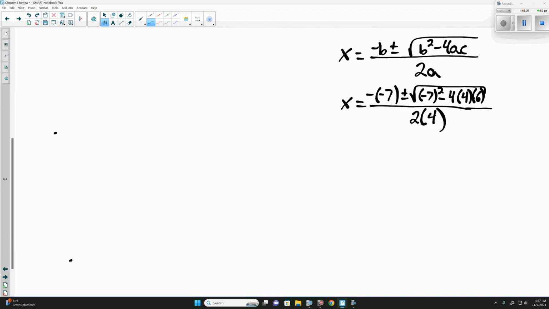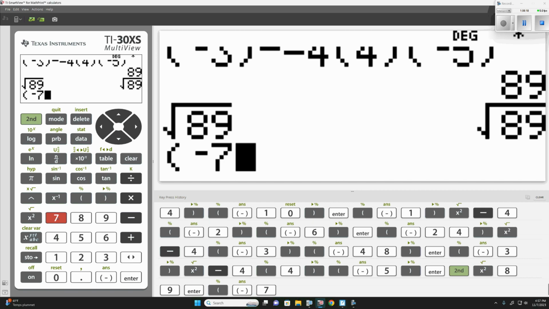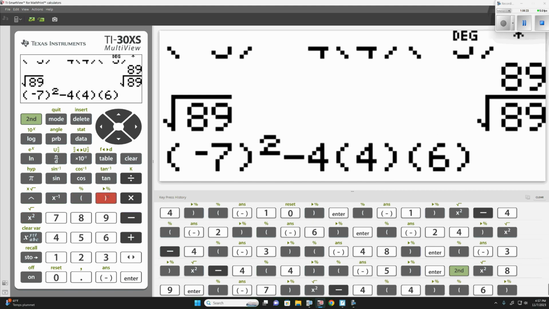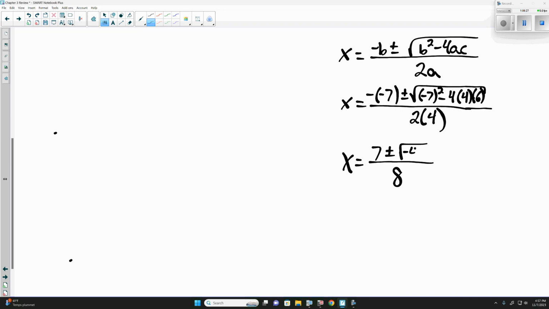Now there are a few things we can simplify. First, our negative negative 7 would just be 7. The denominator 2 times 4 is 8. Under the square root, simplify what's inside: parentheses, negative 7 squared minus 4 times 6 is negative 47.